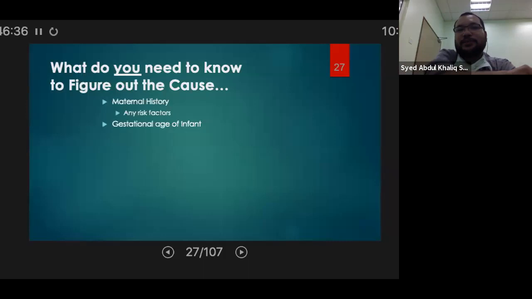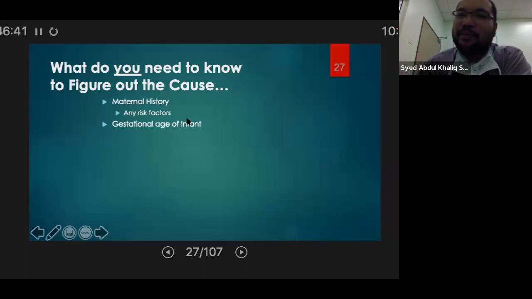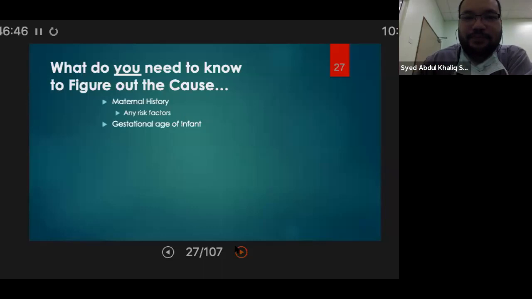So we need to know the gestational age. Obviously, in a preterm baby, there is a higher risk for RDS dan sebagainya. Then the amniotic fluid: color, odor, volume.